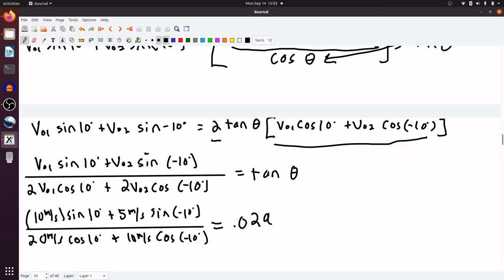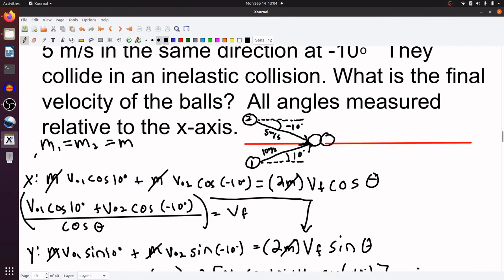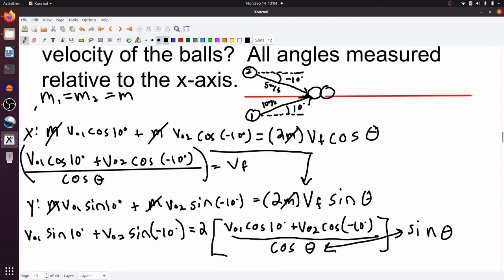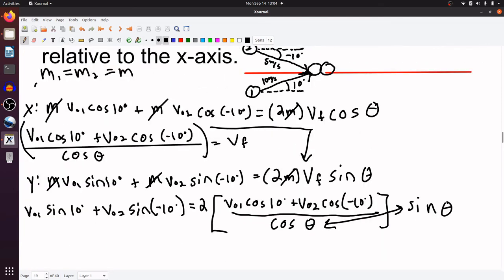And so I take the inverse tangent of that, and I get 1.68 degrees. All right, so now that we have my angle, I'm going to go back and figure out my final velocity by using what this equation is in parentheses.